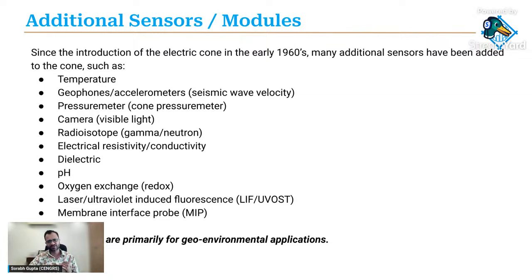So temperature sensors, geophones, in seismic cone, right? You can have a cone pressure meter. People have even put a camera on the CPT. So when you're pushing the cone, you can actually record an entire video of the soil passing by the cone, and you can visually see the soil as the cone is pushed down. Radioisotopes, dielectric, pH, and so on and so forth.